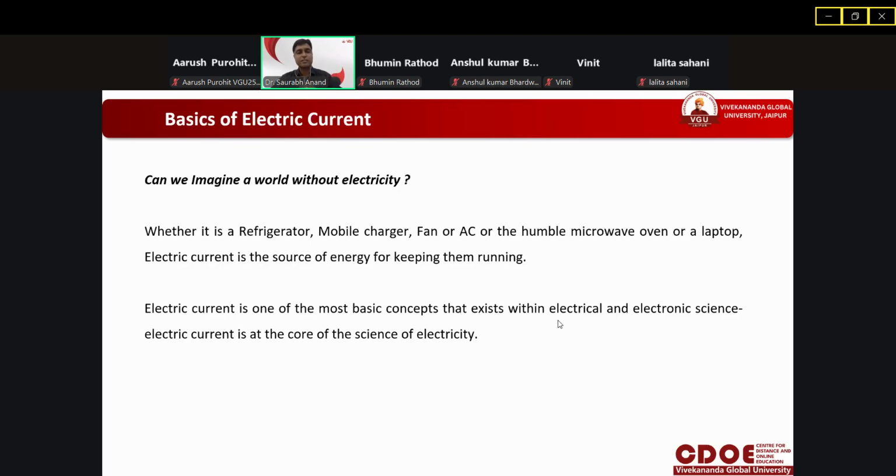As I told you, whenever we talk about the working of any appliance that we generally use, there is electricity behind it. If electricity were not there, can you imagine what would happen? If we go back 50 or 60 years, there was no electricity. How did people survive without it? The appliances we use today would not exist either. So you can understand how important electricity is in our life.